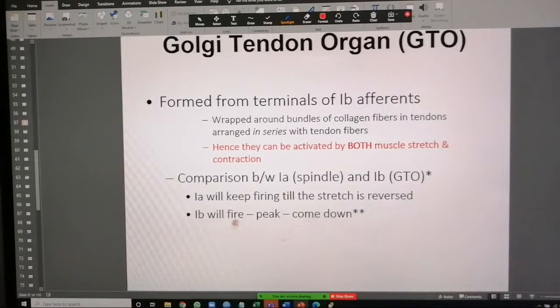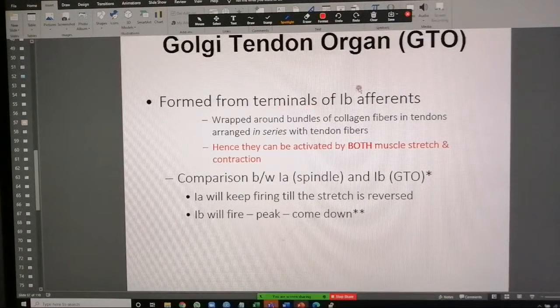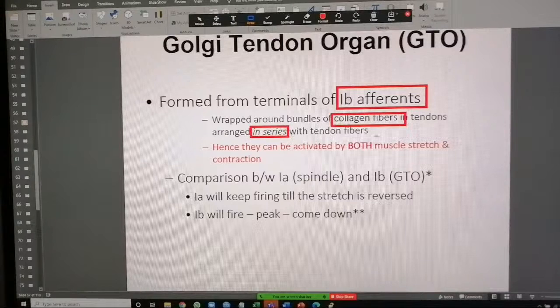Okay. Just a bit more stuff about the GTO. These are terminals, and this is important. The sensory afferent is not 1A or 2. Here it is 1B. Okay, so the speed is a bit less, but it's still pretty decent speed. 1B type of afferents serve the GTO reflex. Okay, and as I was mentioning, the arrangement is in series, wrapped around the collagen fibers at the tendinous ends, and this is interesting.